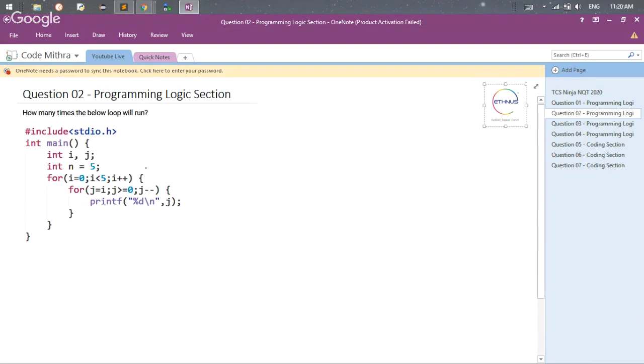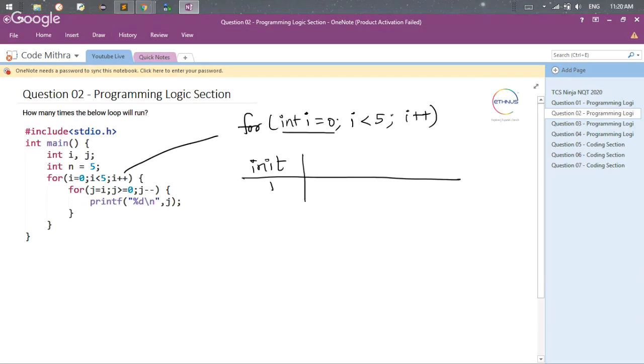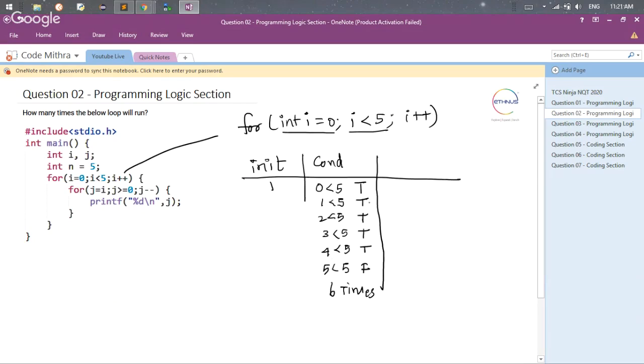Now in this, a simple idea is you just have to understand how many times I runs. So initialization in a for loop, let's say I have something like this. This will get executed one time. We call it init, that is initialization. This will get executed one time. And the condition will get executed for 0 lesser than 5, 1 lesser than 5, 2 lesser than 5, 3 lesser than 5, 4 lesser than 5, and then 5 lesser than 5. So all these will be true, but this will be false. That means the condition, this conditional statement, will get executed 6 times. If you observe this, 1, 2, 3, 4, 5, 6, 6 times.